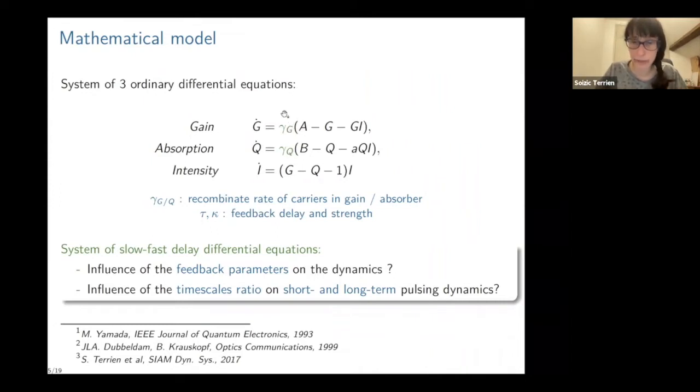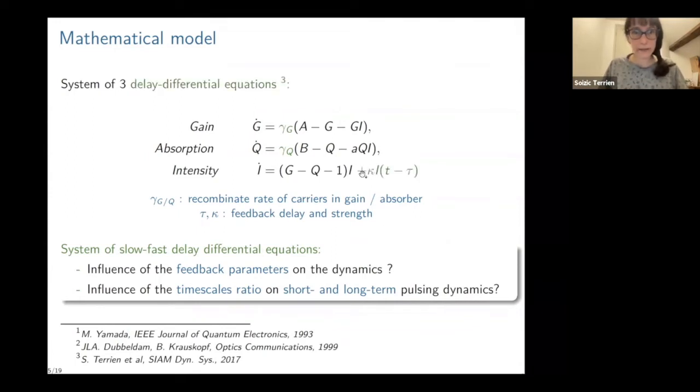And another important point is that we have here 2 small parameters, gamma G and gamma Q. And they are small compared to 1, which means that the gain and the absorption variables evolve on a slow time scale compared to the intensity. These 2 parameters are related to the recombination rate of carriers in the gain and in the absorber. And from a physical point of view, it also means that they are related to a kind of slow recovery time after a pulse has been emitted. So their values are related to the refractory periods that I talked about a bit before. So this system describes the laser itself.